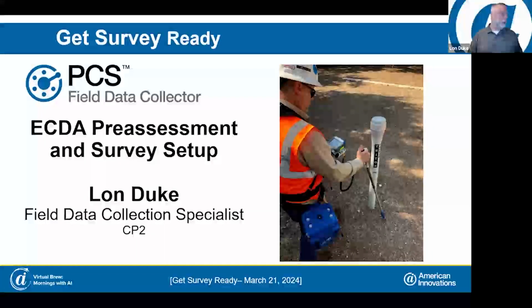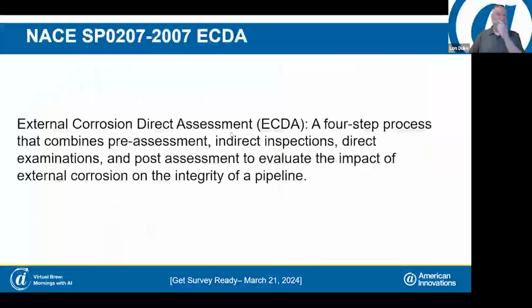Thank you, Justin. Like he just said, we're going to look at some ECDA pre-assessment and then setting up a CI survey using FDC. So the pre-assessment, there's a couple of documents out there, NACE documents, now AMP, of course, but they're still called the NACE SPO 207.